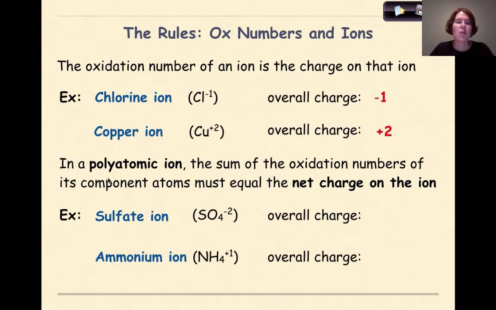But things get sort of interesting when you start working with polyatomic ions, and we've talked about polyatomic ions before. These are the ions that are made up of a number of different elements, poly meaning many, atomic meaning atom. So in a polyatomic ion, the sum of the oxidation numbers of its component atoms must equal the net charge on the ion. For example, the sulfate ion, SO4 2-. This is not an electrically neutral compound. The overall charge has to be -2 because that's what we see in the upper right hand corner here. In an ammonium ion, NH4+1, the overall charge is going to be +1 because we see this +1 up here.